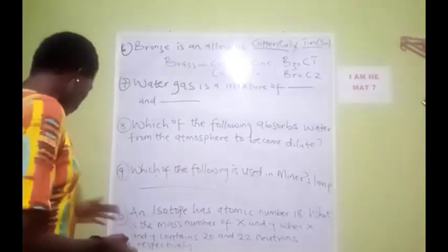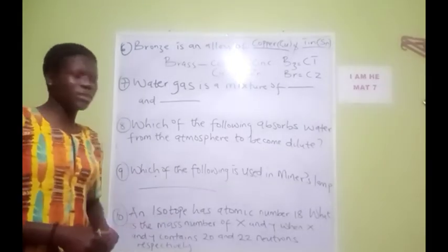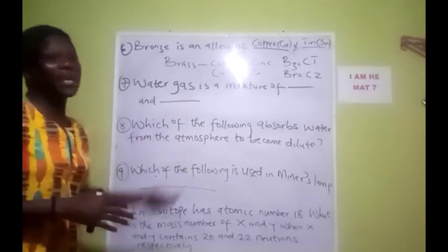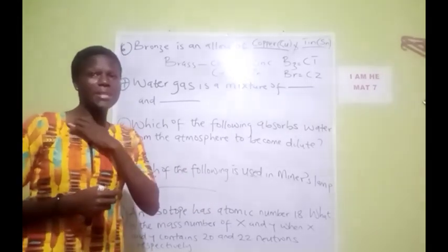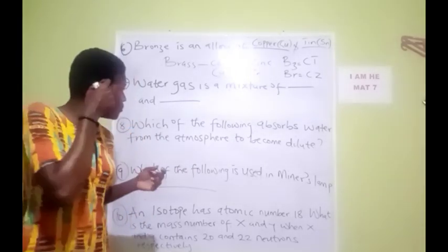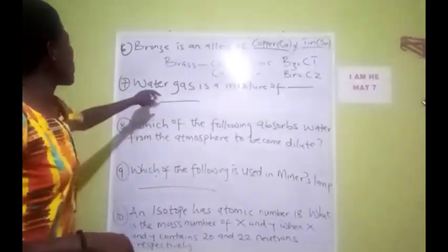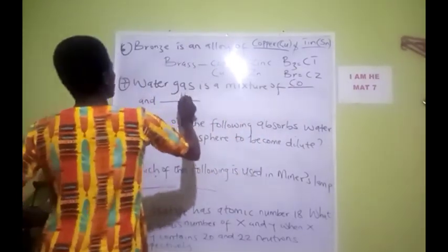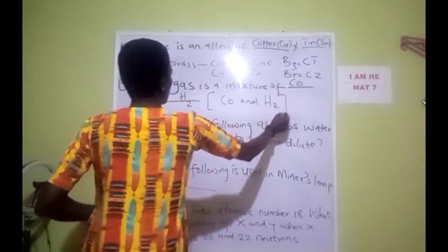Now the next question says, water gas is a mixture of dash and dash. Water gas is gotten from the combination of carbon, coke, that's a form of carbon, reacting with steam, that's water vapor, H2O, to give us carbon monoxide and hydrogen gas. So water gas is a mixture of CO and H2. Please don't forget this.